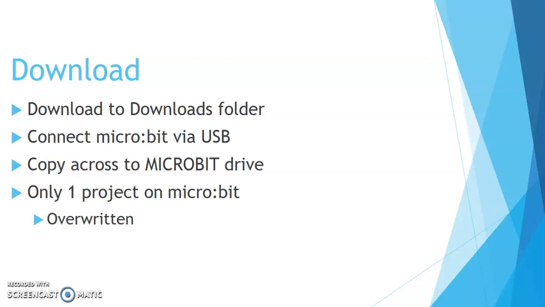You take that hex file, you copy it across to the microbit drive, and when that is happening, you can see it copying. Once it's finished, then it's on the microbit, and then you can use that program on the microbit. And again, just a reminder, there's only ever one project on the microbit at any given point in time, so it just overwrites whatever is there.